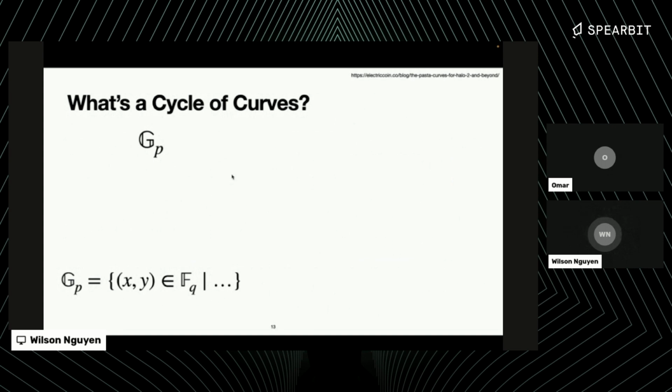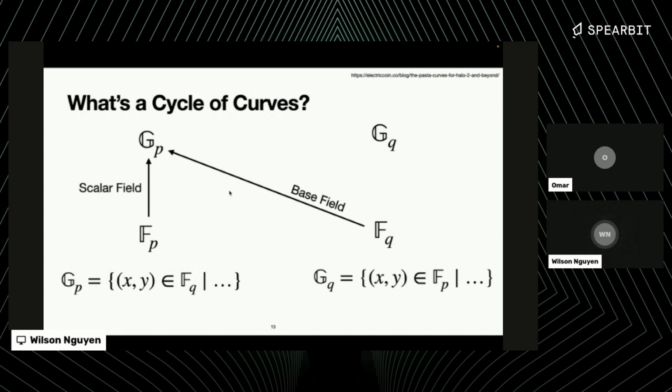It consists of two groups. One group has order P, and it consists of elements from this F_Q field. Now, its scalar field is a field of order P, but its base field is a field of order Q. We also have a secondary group, G_Q, whose scalar field is F_Q, but whose base field is F_P.